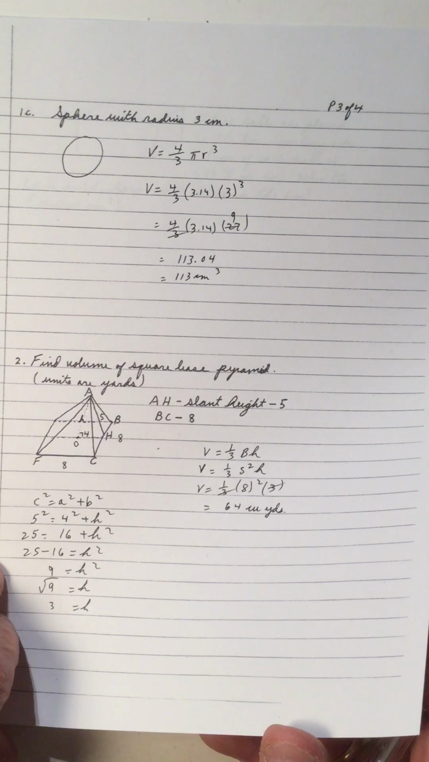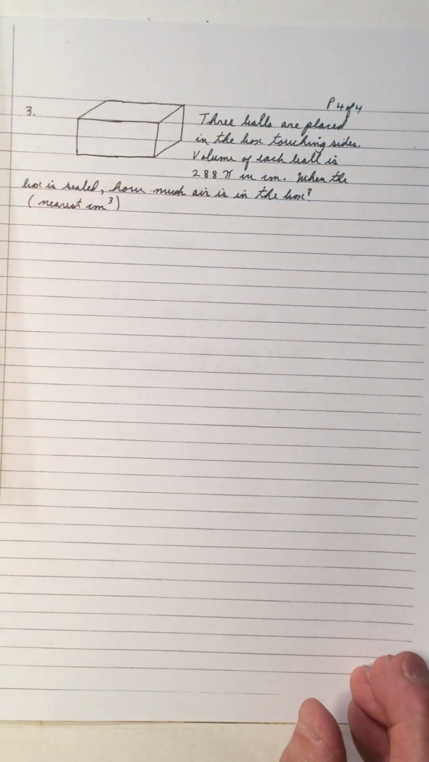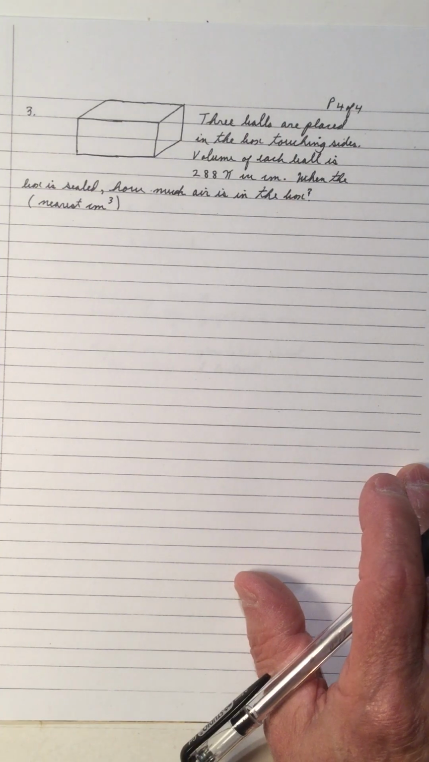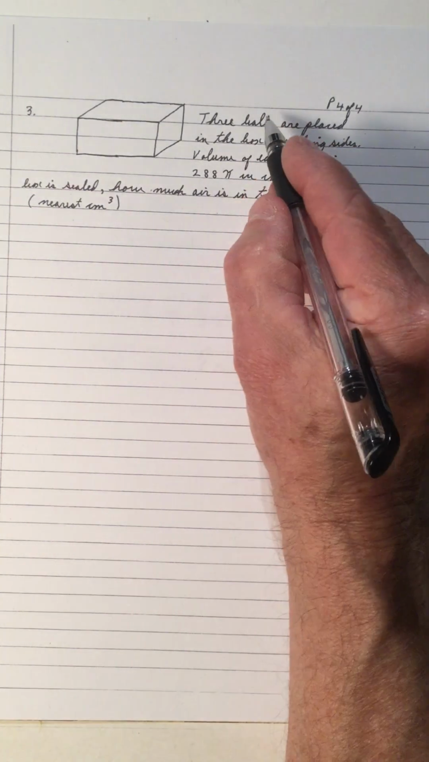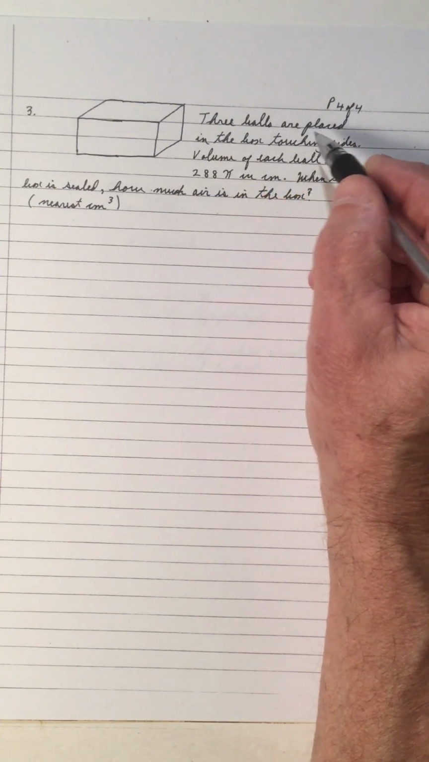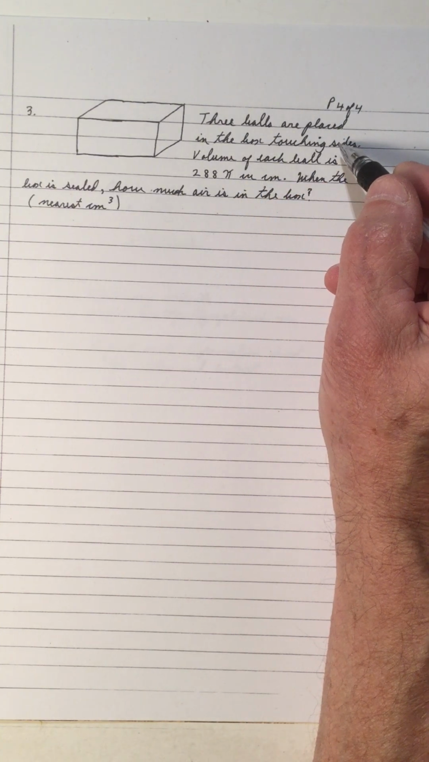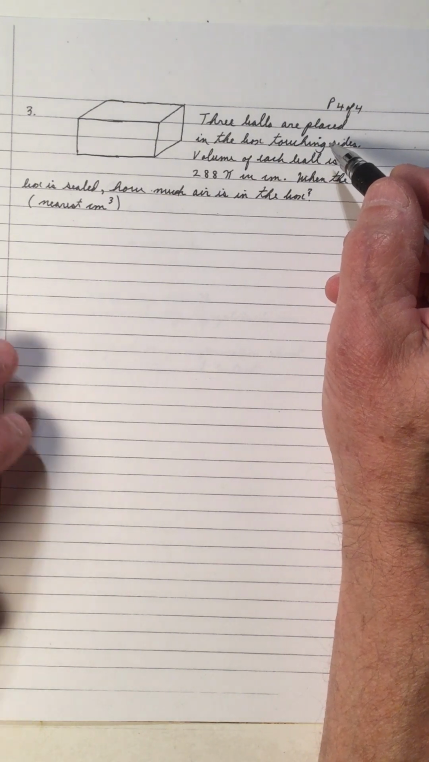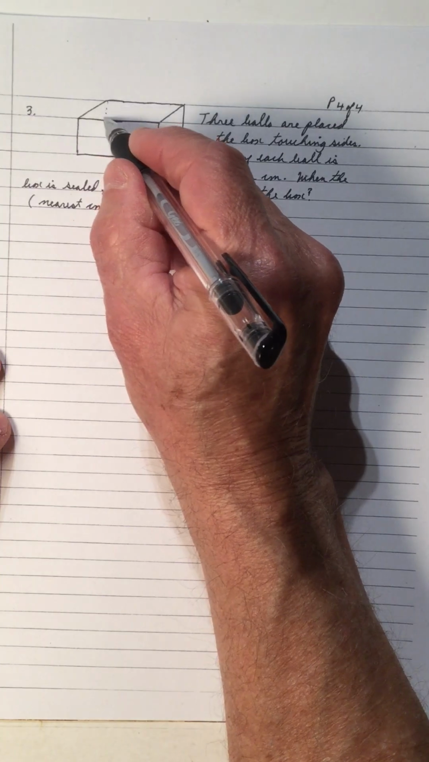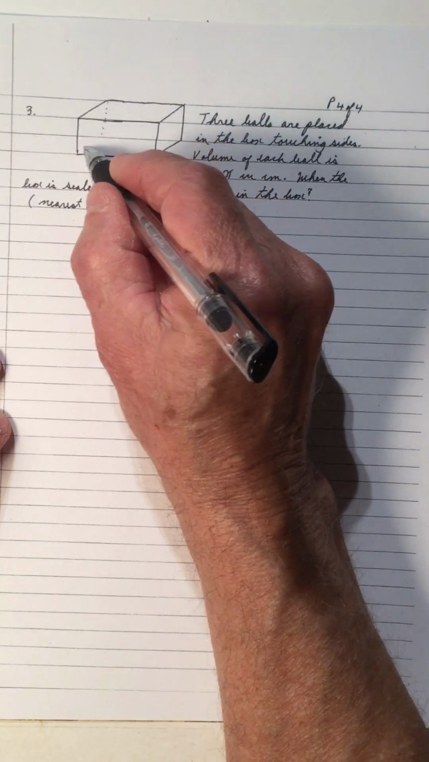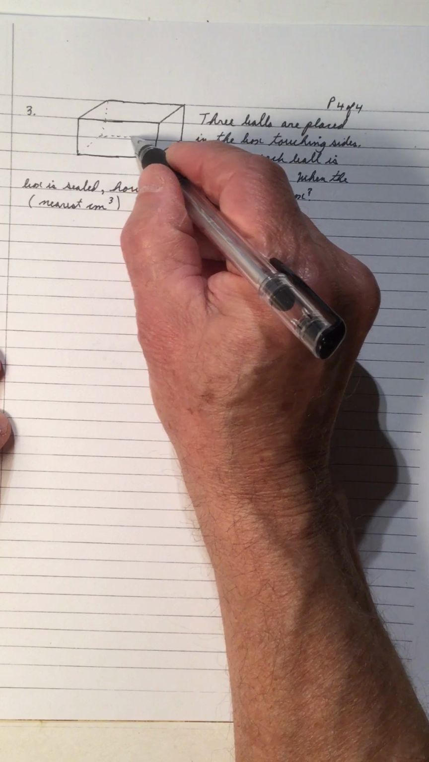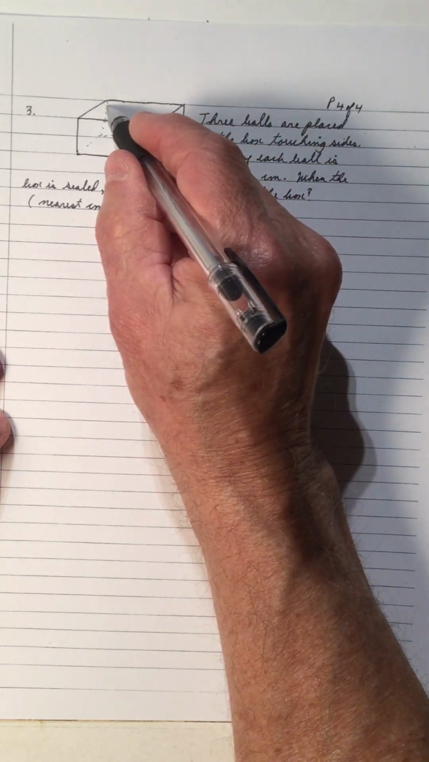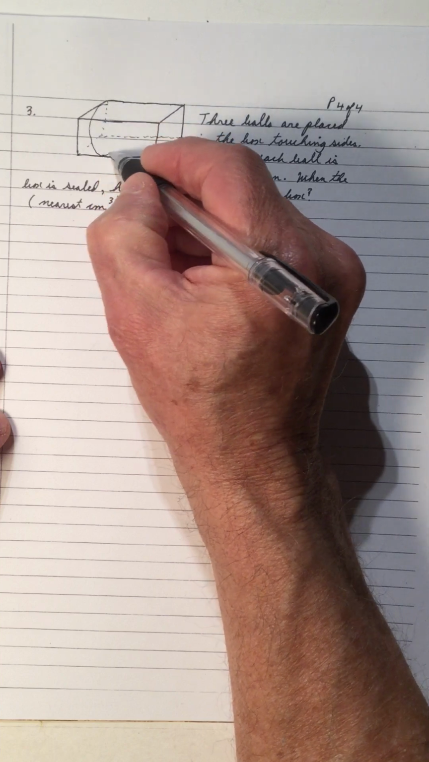That's some done. And we have one more to do. And I made this one up a little tiny bit different. Number 3. 3 balls are placed in the box touching its sides. So there's 3 balls placed in the box touching its sides. So let's draw this box like this. So let's finish it off so you can see it. That's the rectangular box. And there's 3 balls placed inside.